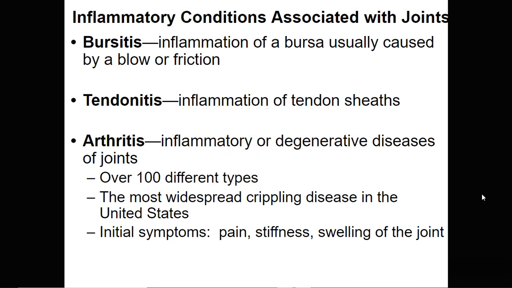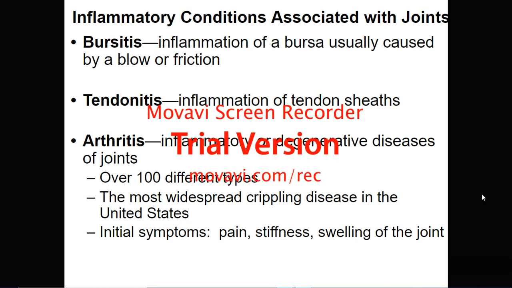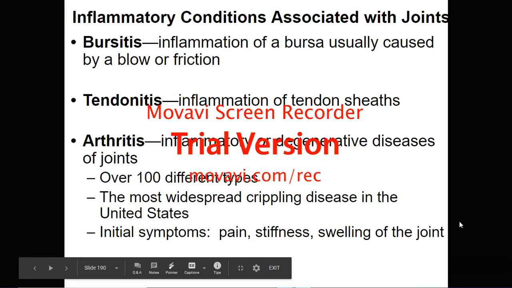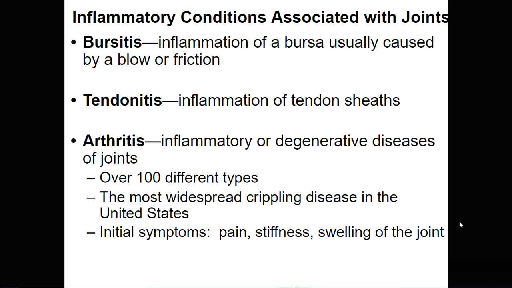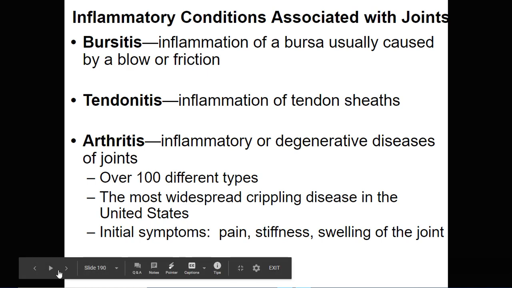There's over 100 different types of arthritis. It's the most widespread crippling disease of North America, and the initial symptoms are pain, stiffness, and swelling of the joints. We are only going to discuss three clinical types of arthritis. Again, there's over 100, we're only going to discuss three.